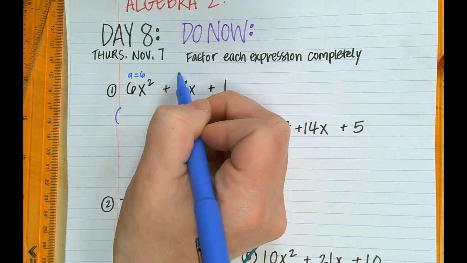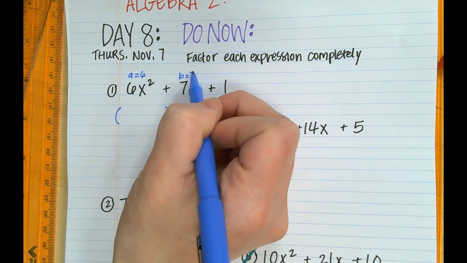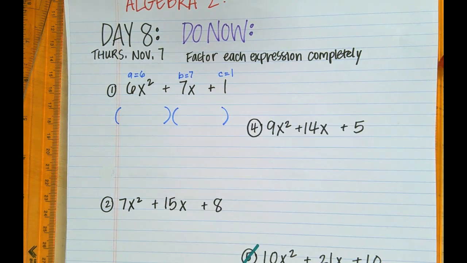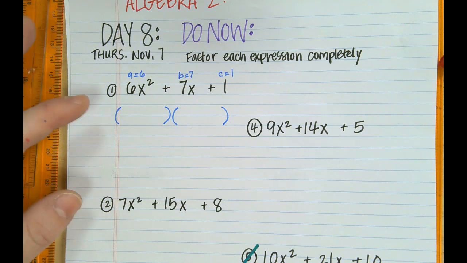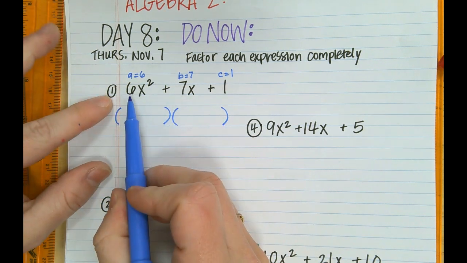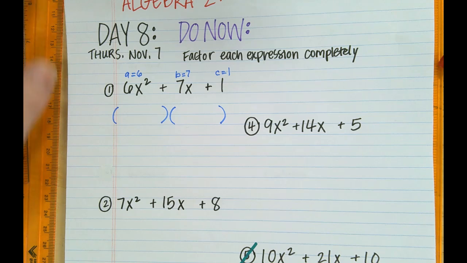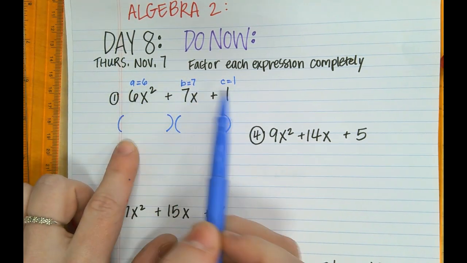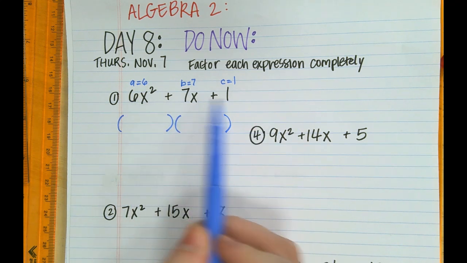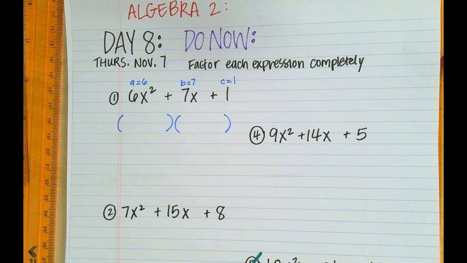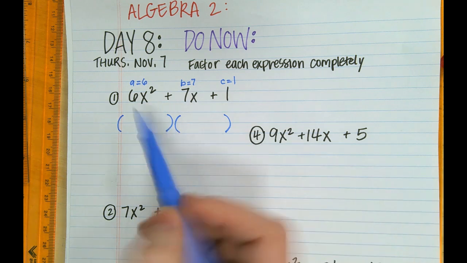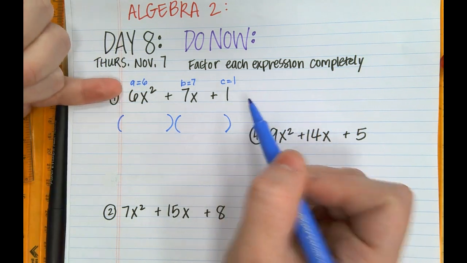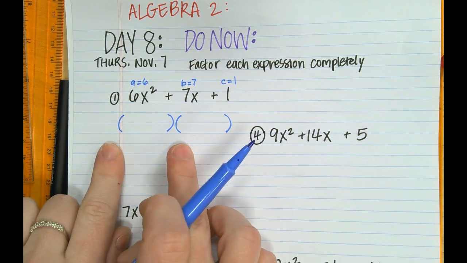My A is 6. My B is 7. My C is 1. So what I hear you guys doing is checking for a greatest common factor. Is there anything that we can divide all of these by? No, unless you do 1, but that wouldn't change anything. So since we don't have a greatest common factor here, what is my answer going to look like?